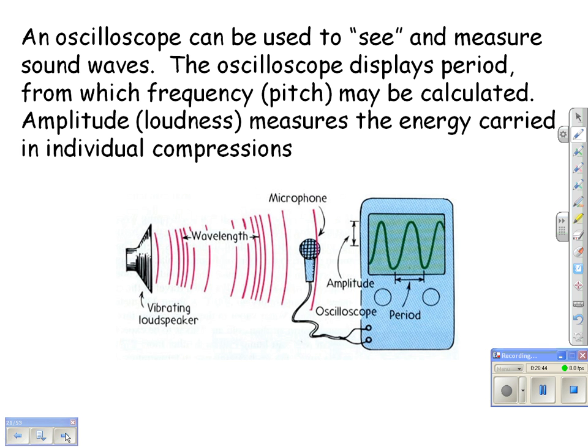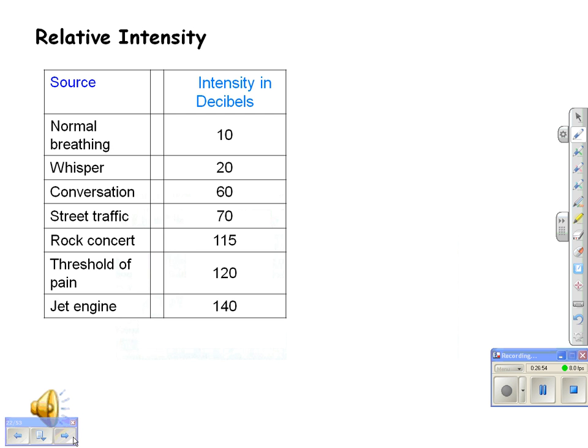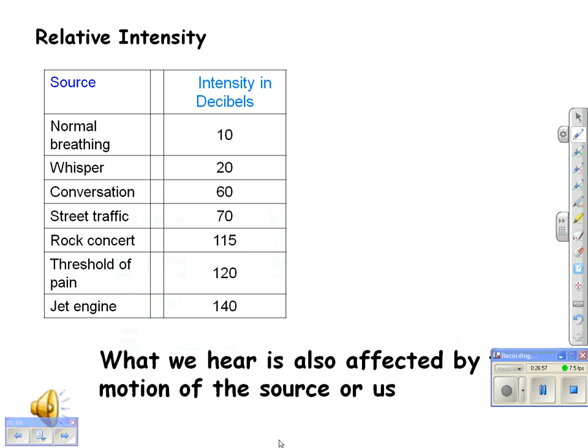An oscilloscope can be used roughly to see and measure sound waves. You don't really need to know a whole lot about it, but the oscilloscope just displays period from which frequency can be calculated. The amplitude or loudness is the energy carried. So relative intensity, what we hear is also affected by the motion of the sound, but normal breathing is at about 10 decibels. Whispers are at 20, conversations are at 60, street traffic is at 70 decibels, rock concerts are 115.